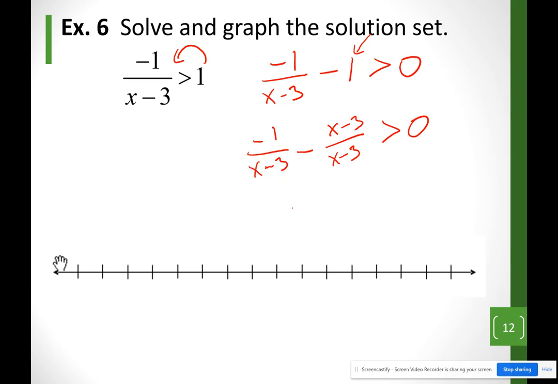So when I combine my fractions, I have an x minus 3 at the bottom. So that's good. My minus sign, I'm going to change it to a plus sign, and I'll distribute the negative to the top of my second fraction. When I combine like terms, I have negative x plus 2 over x minus 3 is greater than or equal to 0.